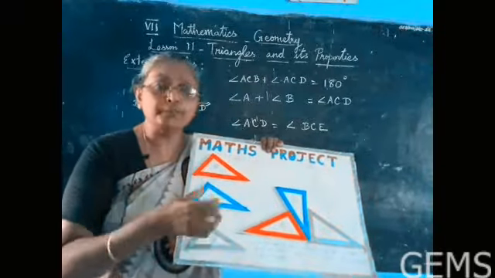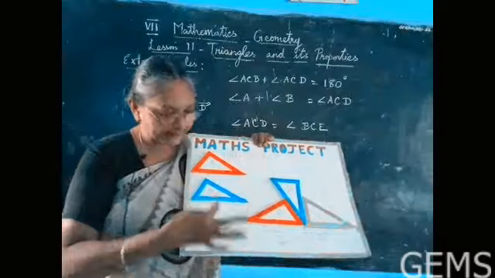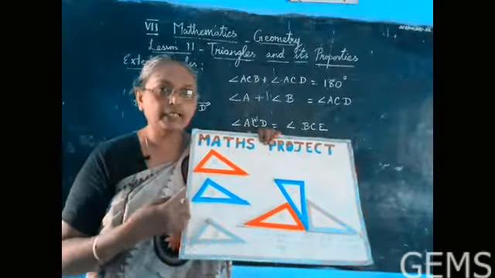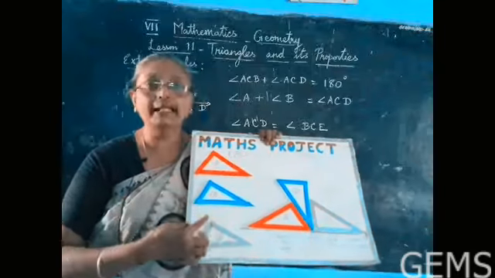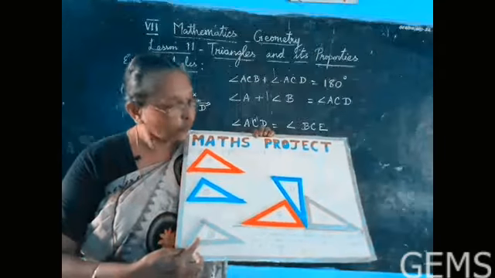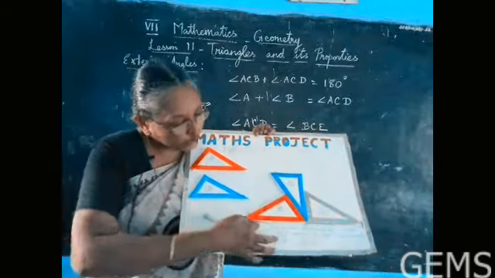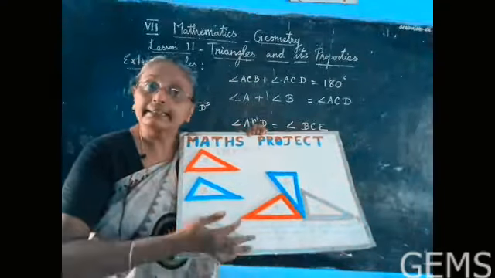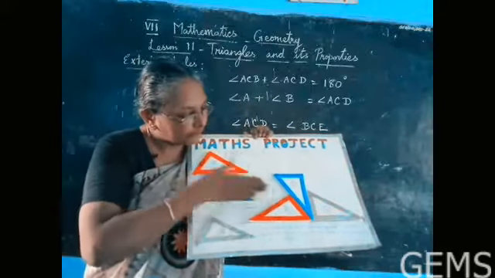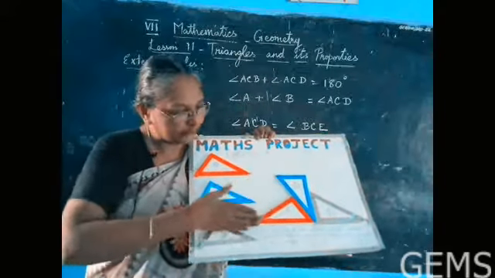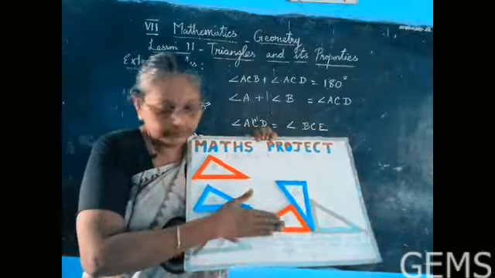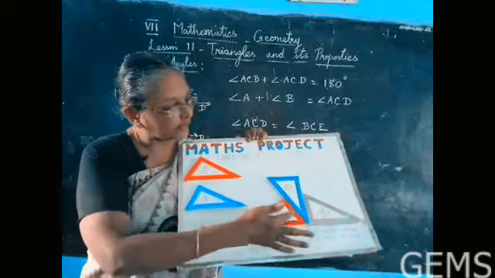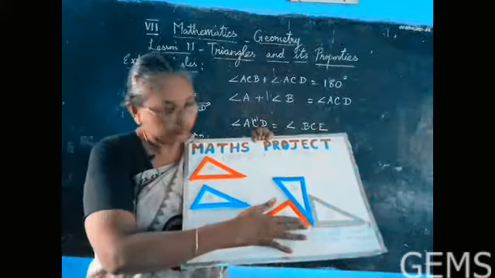In order to prove this property, what can you do? You can number these triangles as 1, 2 and 3. After that, you can draw a straight line. Then you can paste the first one a little bit on one side of that line. You can paste the first triangle in such a way that one angle is down.